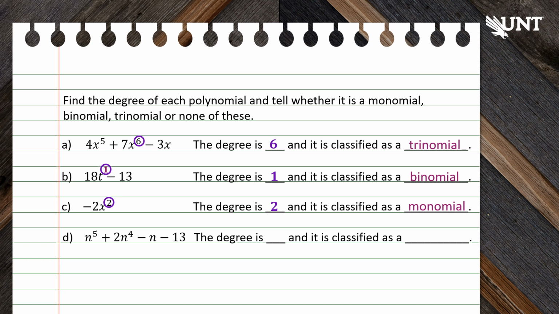And our final example, D, reads n to the 5th plus 2n to the 4th minus n minus 13. Take a moment now to go ahead and see if you can identify the degree and the type.